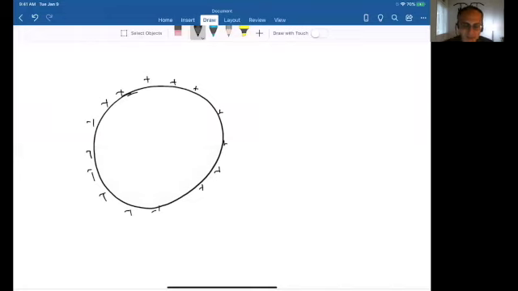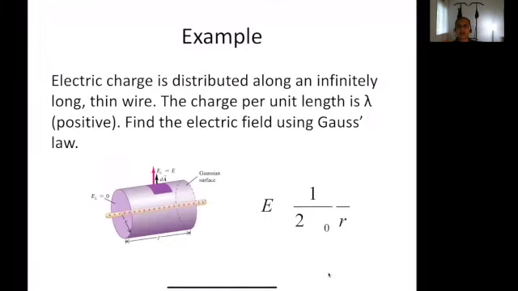In this video, we will look at a few more applications of Gauss's law. We are going to use Gauss's law to calculate the electric field produced by an infinitely long thin wire of charge. Now, we have done this problem using Coulomb's law. And let me just quickly remind you how we did this problem using Coulomb's law.